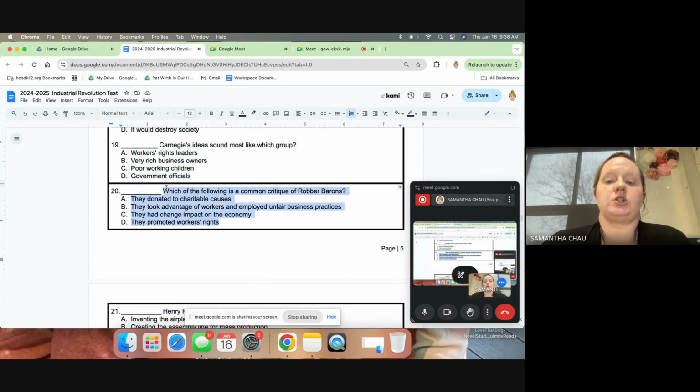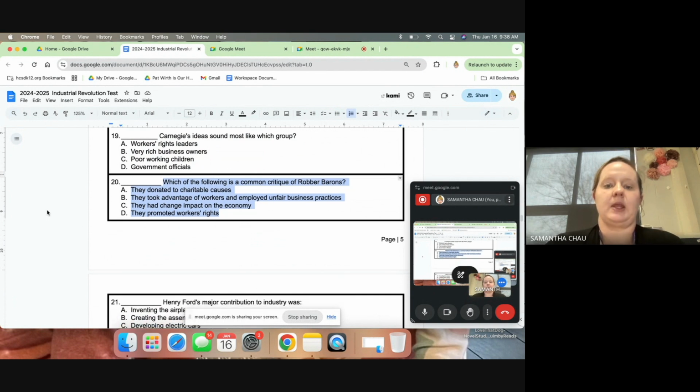Question 20. Which of the following is a common critique of robber barons? They donated to charitable causes. They took advantage of workers and employed unfair business practices. They had impacted the economy. It's not C. D, they promoted workers' rights.